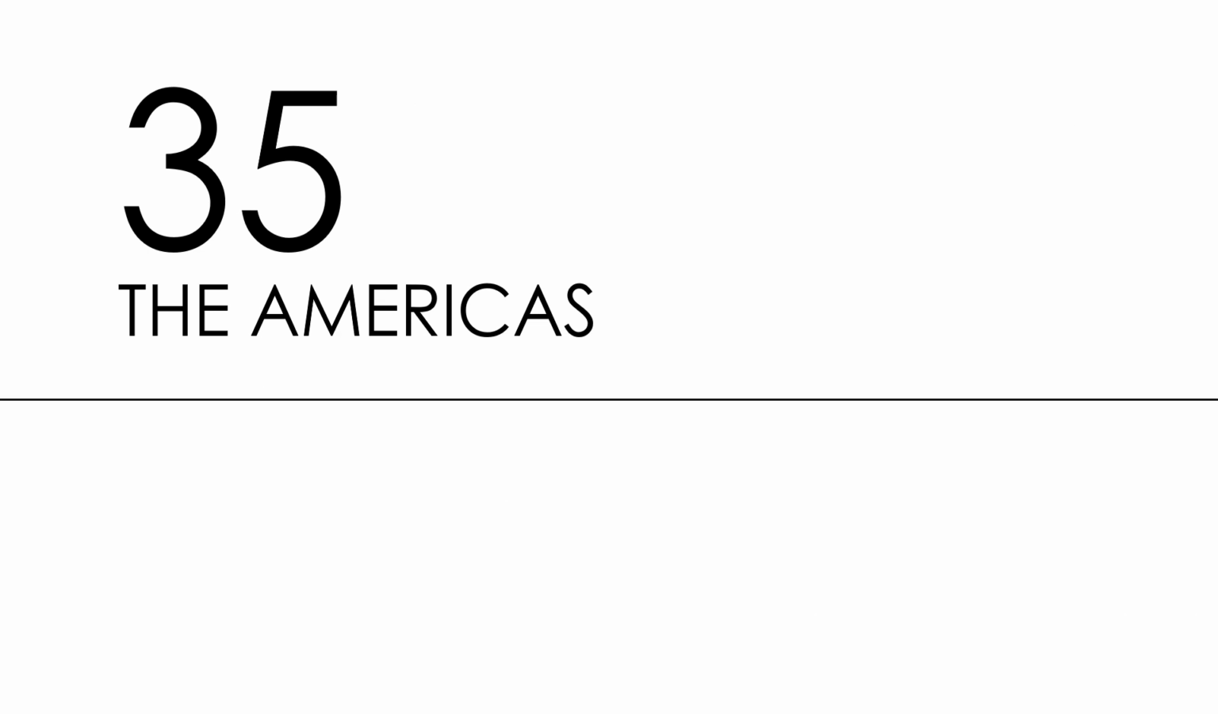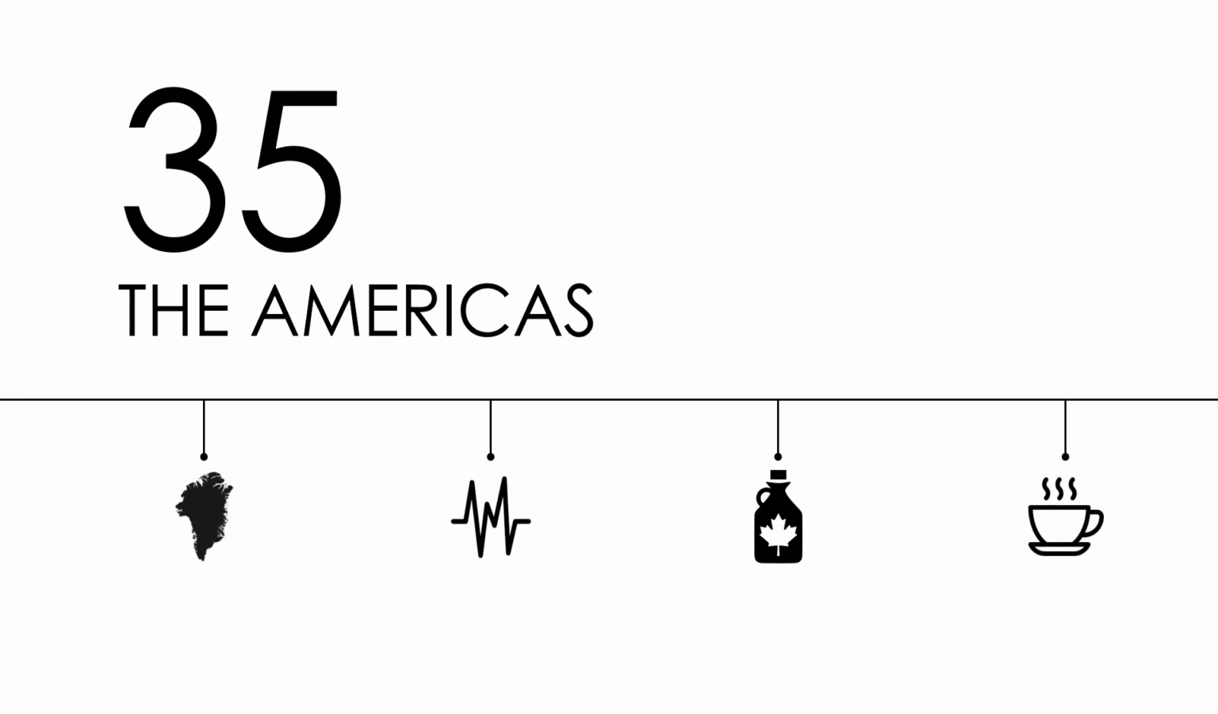Up next, the Americas, with 35 countries. The world's largest island, Greenland, is located in this region. The largest earthquake ever recorded occurred in the Americas, in 1960, with a magnitude of 9.5. Almost all of the world's maple syrup is produced in Canada and the USA. And about 40% of the world's coffee production comes from the Americas.